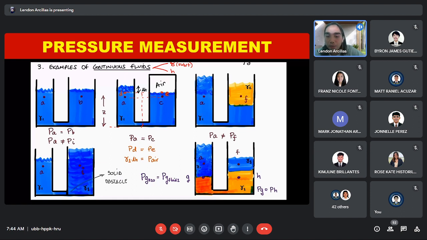Next, what if we analyze this third scenario wherein we compare PA and PF? Is the pressure PA equal to PF? Do you have any idea? They have the same height, but the specific weight of the substance is not the same. So this is water, and this, for example, is oil. So the pressures will not be equal because the liquids are different. Gets ba?